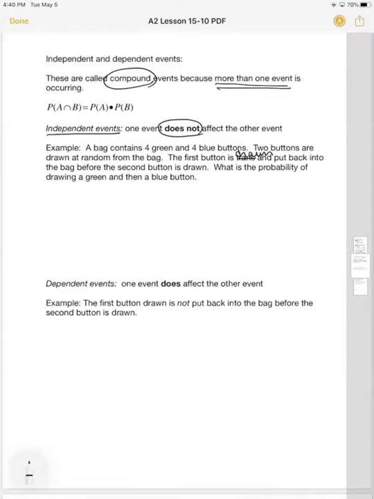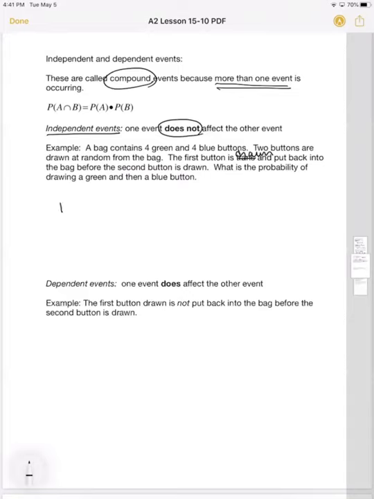What's the probability of drawing a green and then a blue? Now, this is not like the tulip bulbs yesterday. I'm not reaching down in the bag with one hand and grabbing a group of 2. I'm doing 2 separate events. I'm picking a button out, and then I'm going to reach out and pick another button out. And my first button is put back.